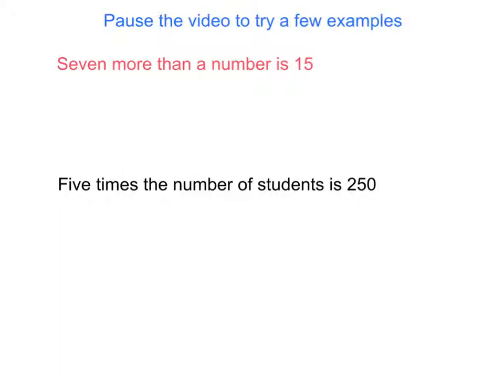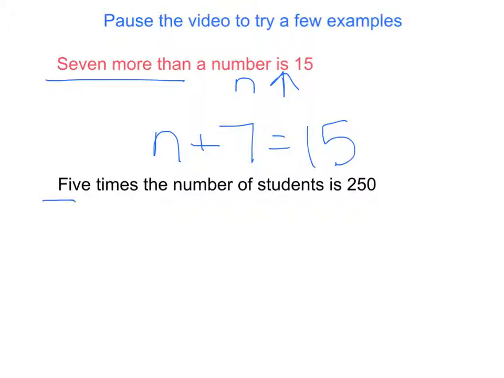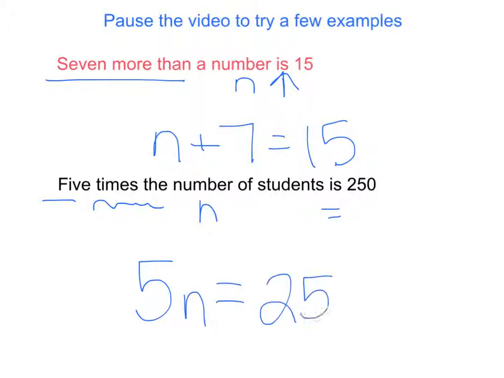7 more than a number is 15. So a number we're going to represent with n. 7 more than that is equals 15. 5 times a number of students is 250. So we would say 5 times the number is equal to 250. And remember, anytime that we have a number right next to a variable, that operation is multiplication.